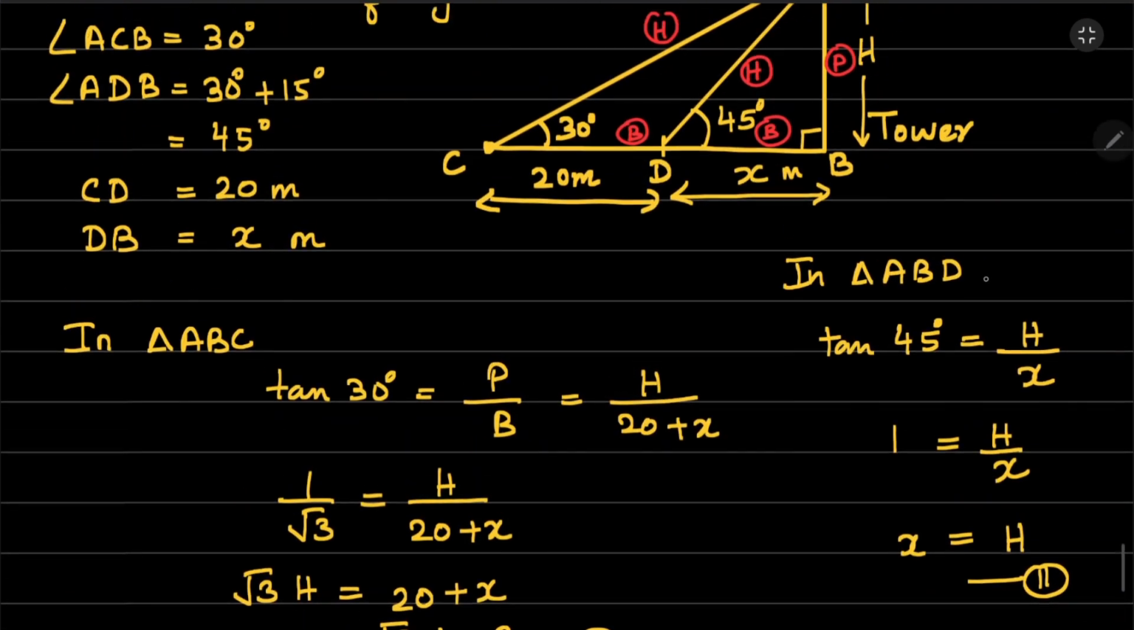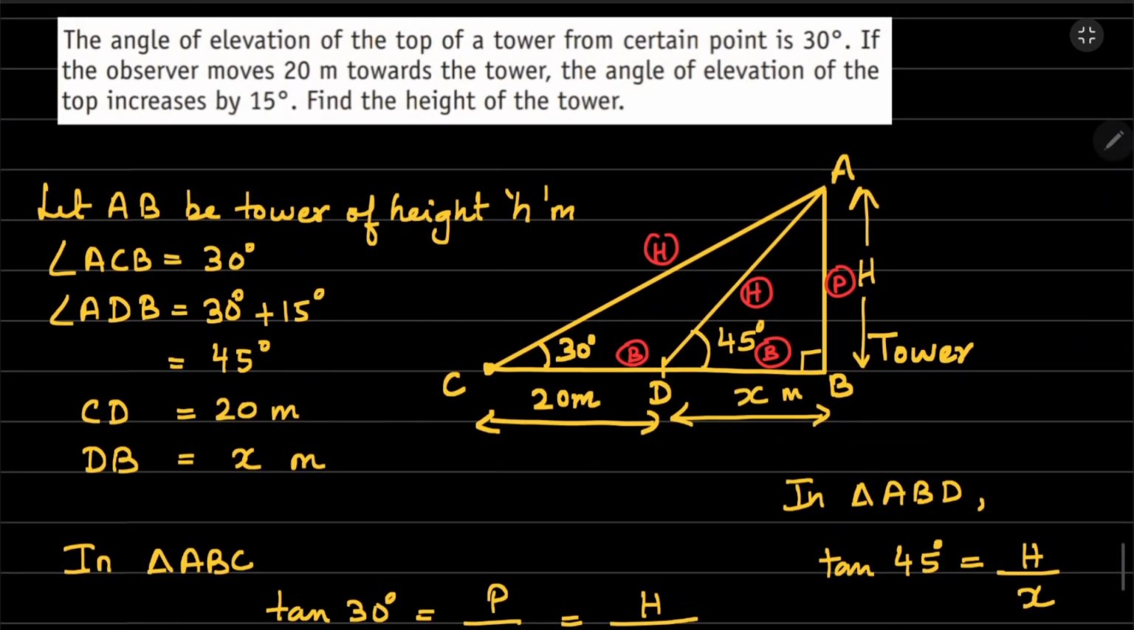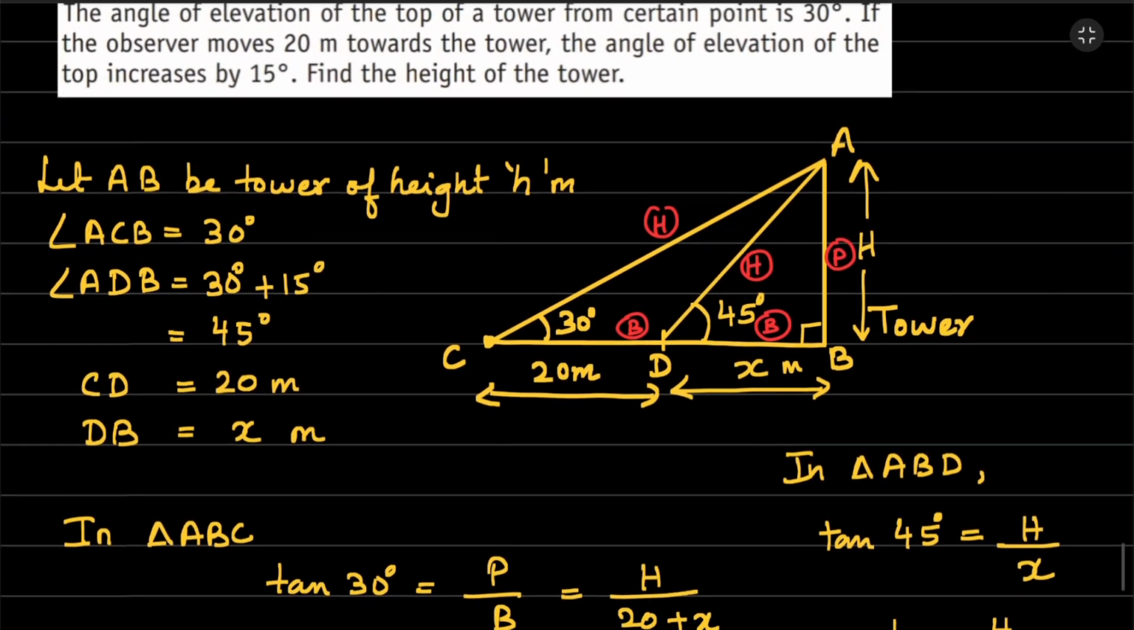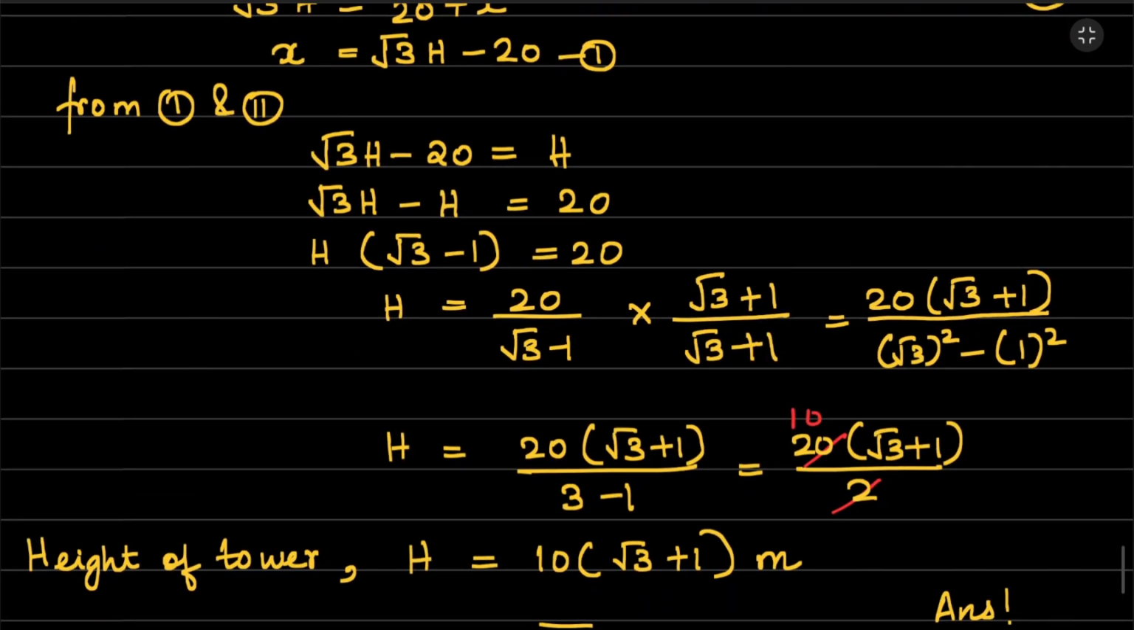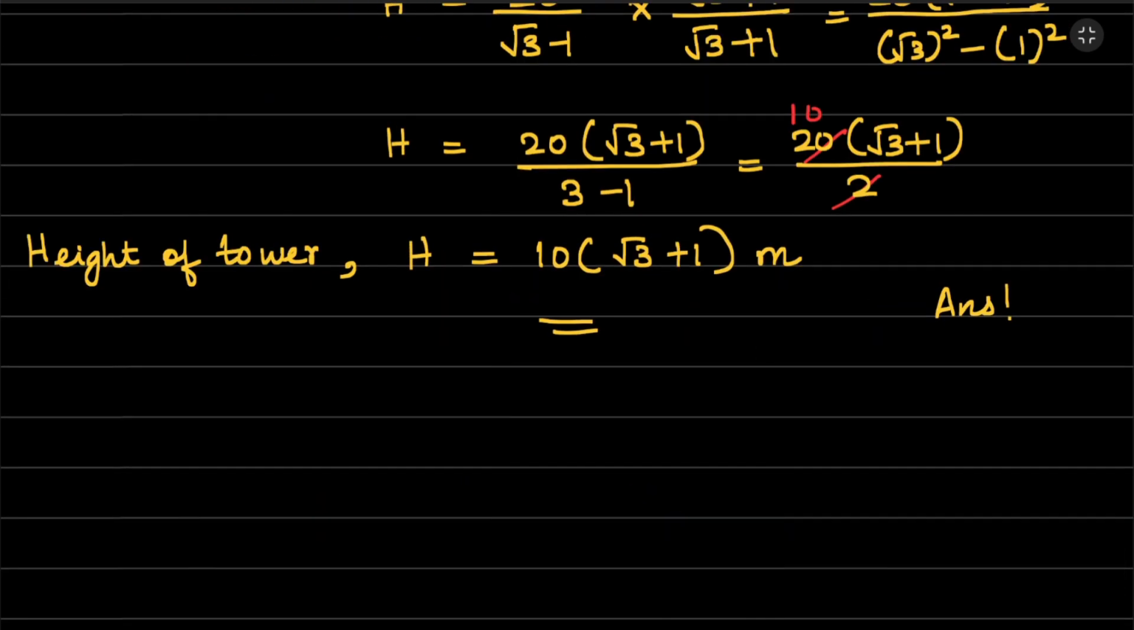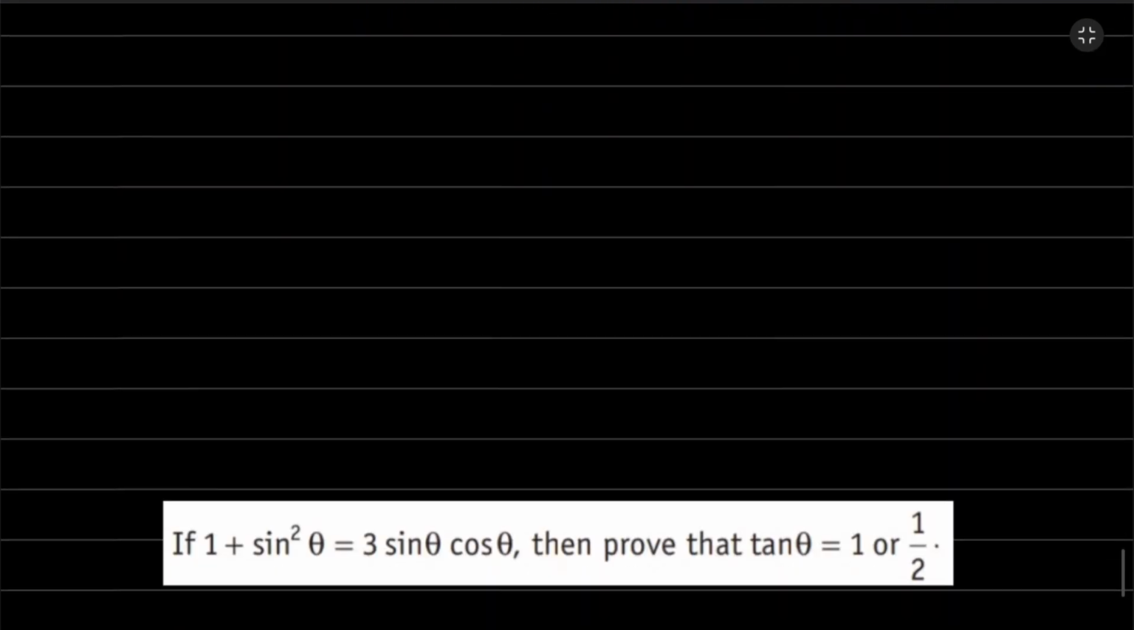Is it clear? I hope you understood. You have to just apply tan theta in both the triangles and calculate h. It's a very, very good question, very easy question, and it has come in the previous board exams multiple times. So let's move on to the second question.